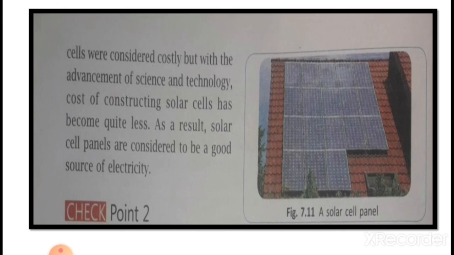So children, this is for the class. In this video, we have discussed the different sources of electricity, that is cells, batteries, power supply, generators, and solar cells.